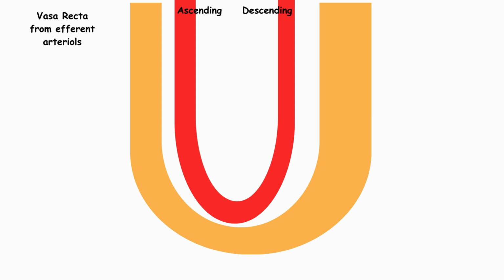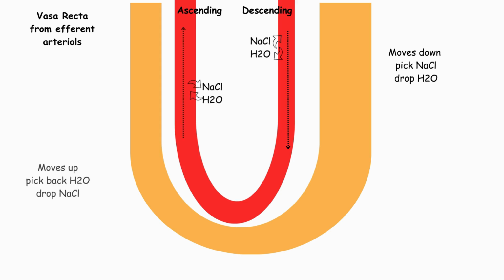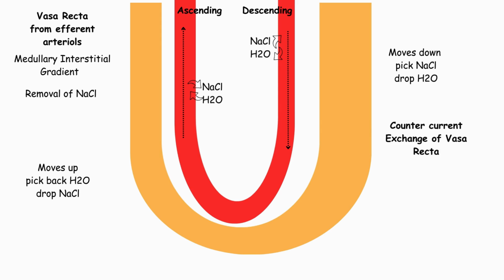As blood goes down through the descending limb of the Vasa recta, it picks up solute like sodium chloride and drops water into this salty space. And as blood goes up through the ascending limb, it drops back sodium chloride and picks back up water from this salty space. That's how the Vasa recta preserves this medullary interstitial gradient and prevents rapid washout of salts. This is called countercurrent exchange of the Vasa recta. Besides this, the Vasa recta also supplies nutrients and oxygen to this region.